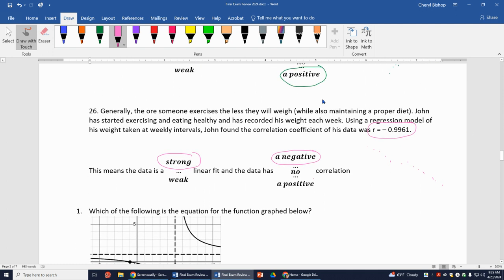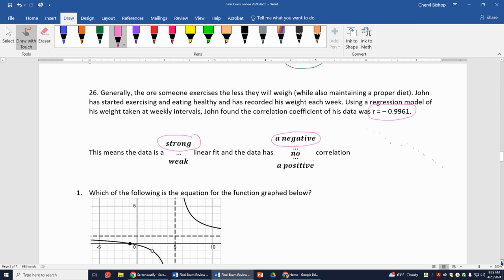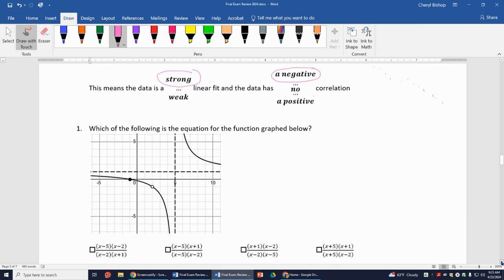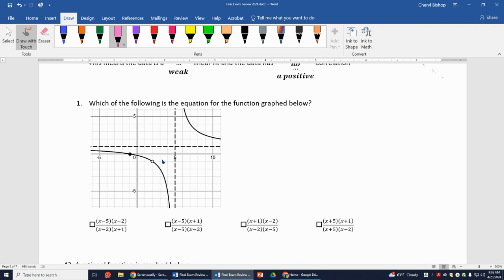All right. And we were doing every other one, which should have put us here, but those were real quick, so I just did all of them. So now we're going to do this number 1. Okay? So which of the following equations is graphed below?